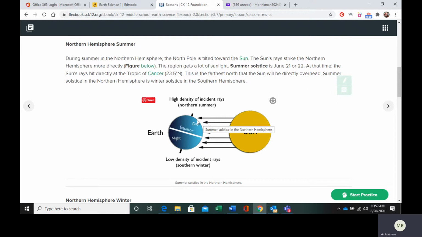So the summer solstice in the northern hemisphere is June 21st or 22nd. So around that date, the sun's rays are going to directly hit the Tropic of Cancer, which is 23.5 degrees north. Okay, this is the farthest north that the sun is going to be directly overhead. Summer solstice in the northern hemisphere is going to be winter solstice in the southern hemisphere.